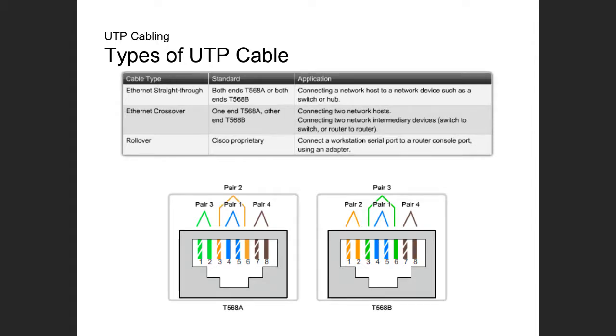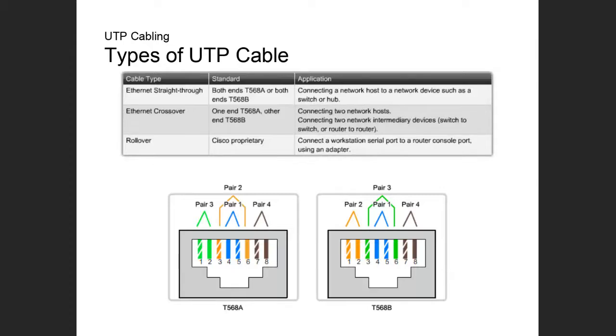There are 2 standards, A and B, and they have different color codes printed on them. It doesn't matter which one you use, but you'll use one or the other throughout your organization. Because if you put one wire in and use the A color code and the other end has the B color code, you'll end up with a crossover cable. Now, most devices these days are auto-sensing, so that shouldn't be a problem.